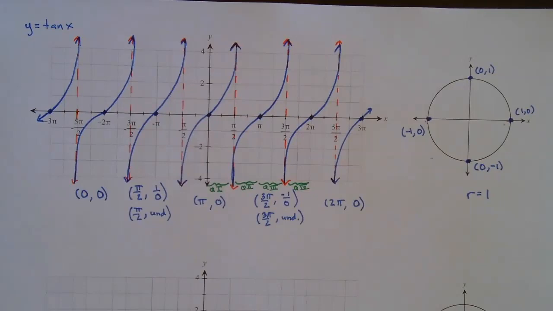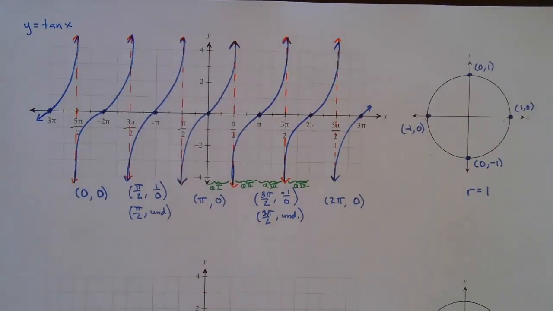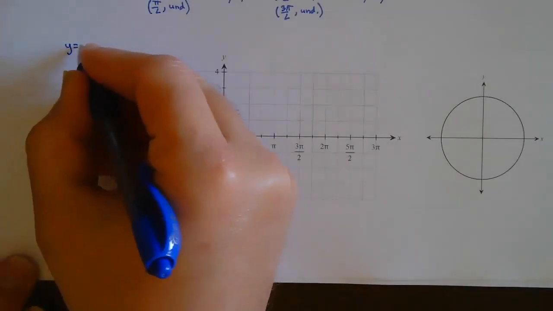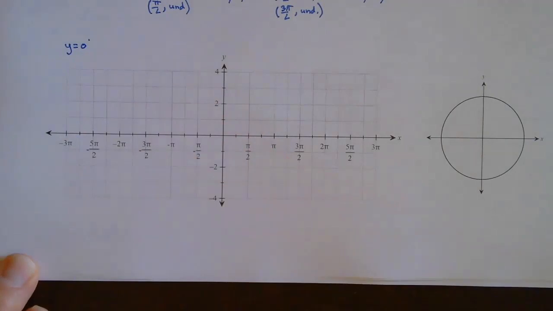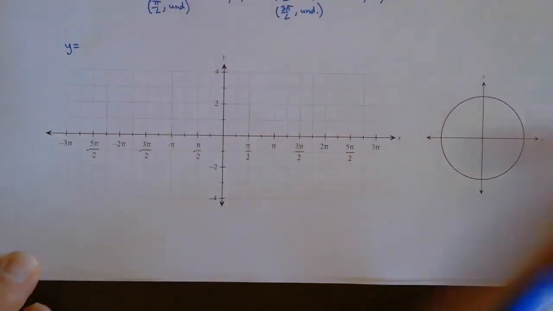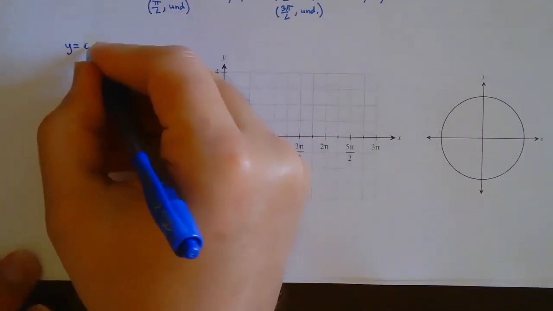All right, let's go to the next one, and we're going to do all 6. So we're going to do y equals cotangent of x. So let's do that one. This one's going to be y equals cotangent of x. Forgot the C. All right, so y equals cotangent of x.